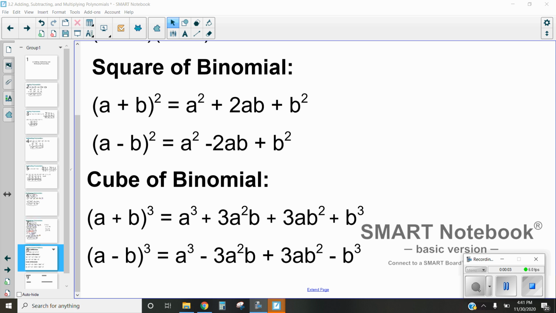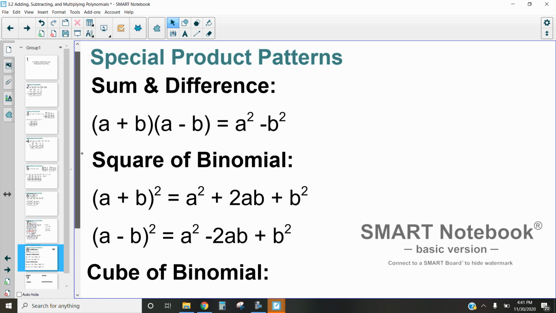Hi, this is Mrs. Kidman, and in this video, we're going to be talking about special product patterns of polynomials. So what that means is there are certain times when we multiply polynomials and we end up getting a certain pattern that is kind of interesting to see. So what we're going to do is discuss some of these patterns that we can use to then identify what happens when we multiply polynomials here.